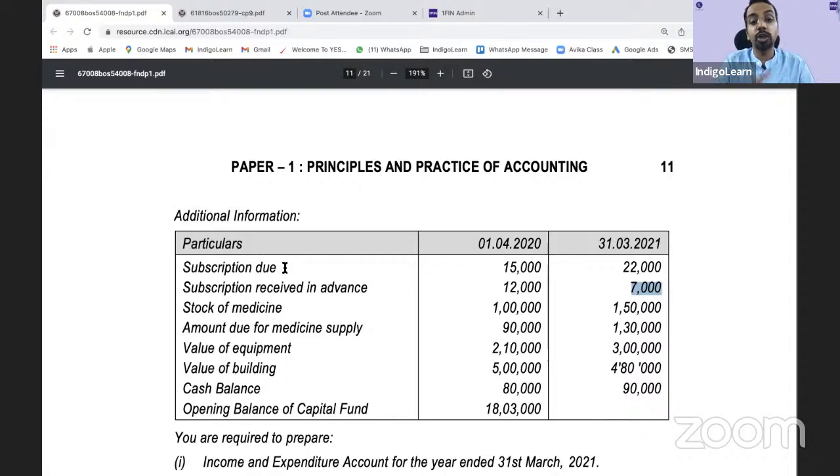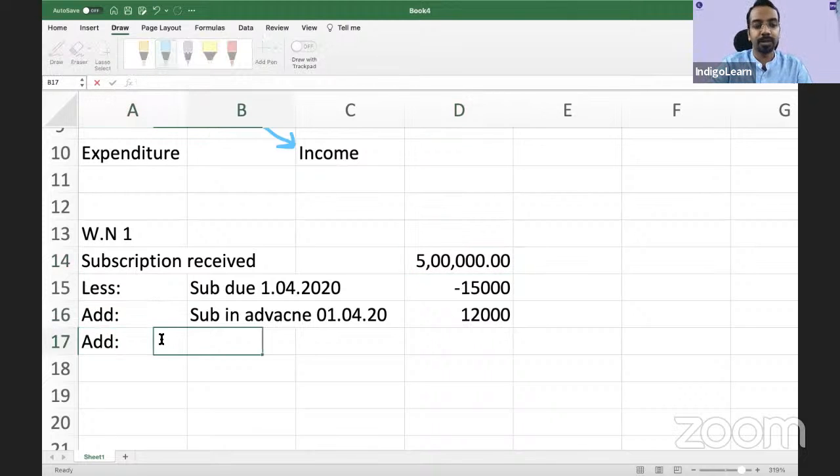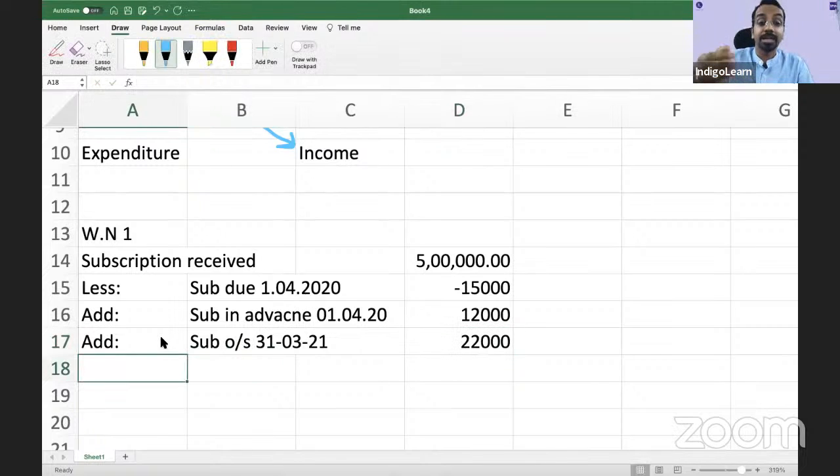Then subscription due as on 31st of March of 21, 22,000. Did we receive this amount? We did not receive this amount. This 22,000 is not part of this 5 lakhs. This is outstanding. We have yet to receive. We will receive maybe in the next year, but this belongs to the income for the current period. So you will say add subscription outstanding as on 31st of March of 21. The amount is 22,000.